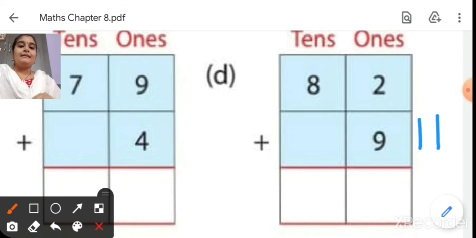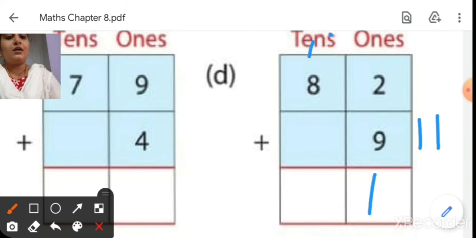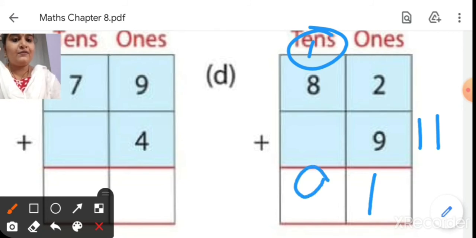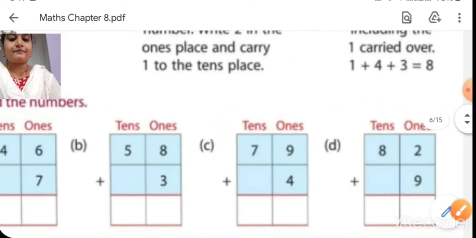Okay. Next, what will we do? We will write 1 here and 1 carry forward. Next, 8 in the mind, 1 in the finger. After 8, 9. So what is the answer? 91. Super. So you all understood this, children?